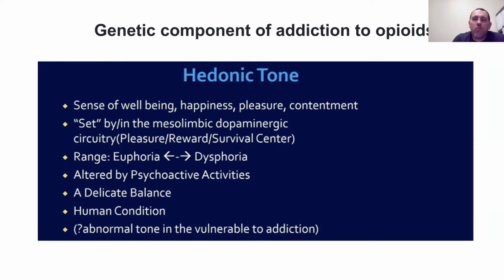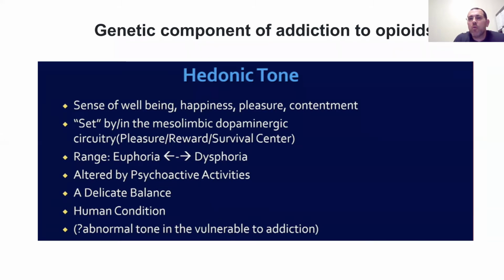And within all of us, it can range from euphoria to dysphoria. It's altered by psychoactive agents and activities. I'll give one example of that shortly. It's a delicate balance. It's a human condition. And here's where we're saying that perhaps some individuals with an abnormal tone could be more vulnerable to addiction. And that's maybe what we're doing with Suboxone. We're replacing that, and they have that normal hedonic tone in their brain.